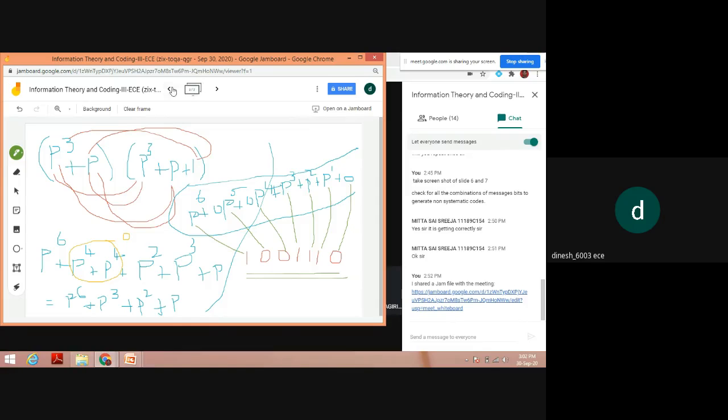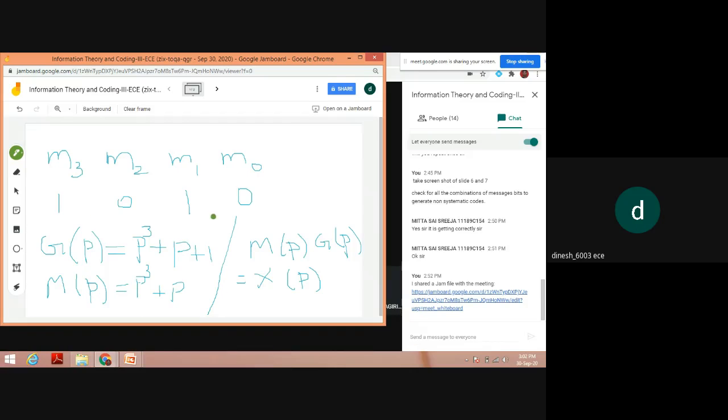I'll show the messages again. What is the message that I had used? Kindly check for all the 16 message bits. Why do you get 16 message bits? Is that due to k is equal to 4? So 2 power 4 we get 16 different message bits.